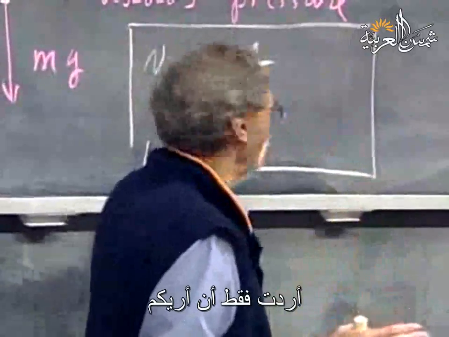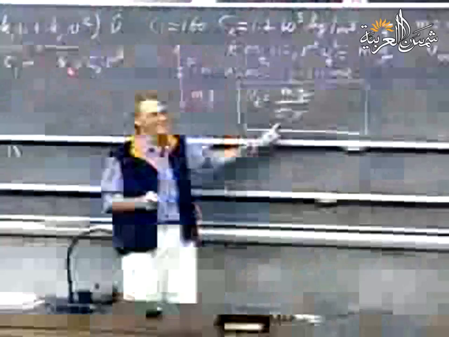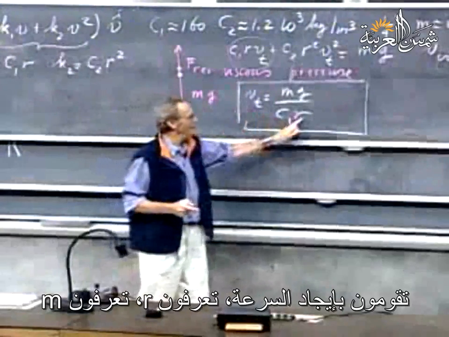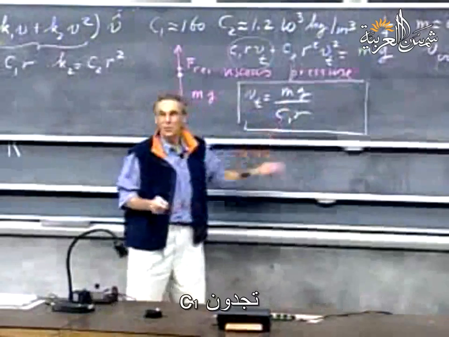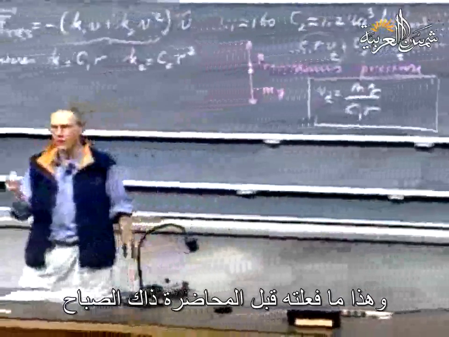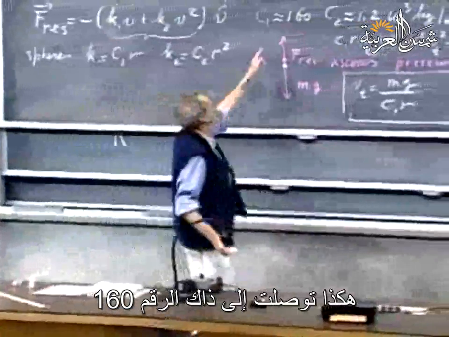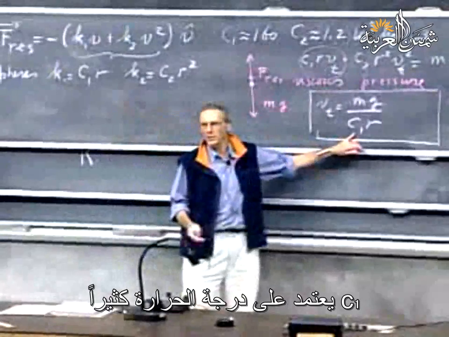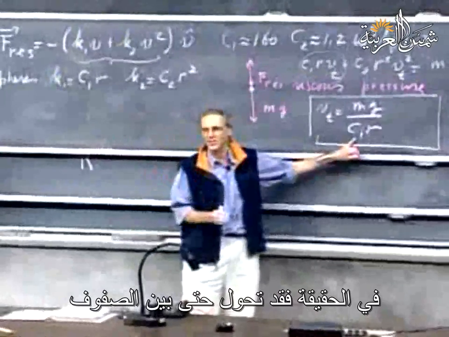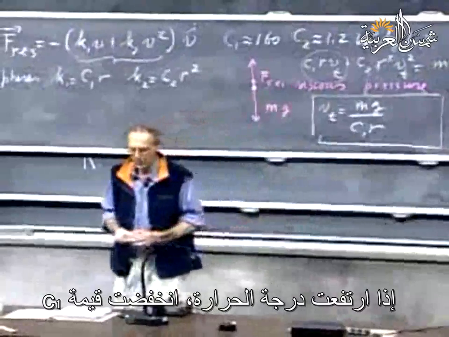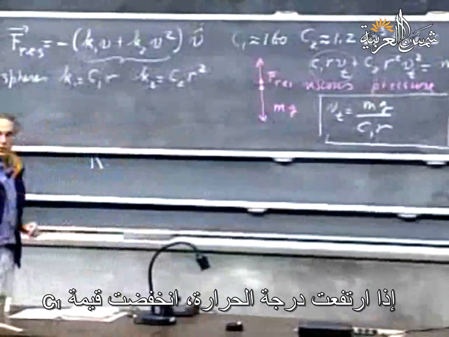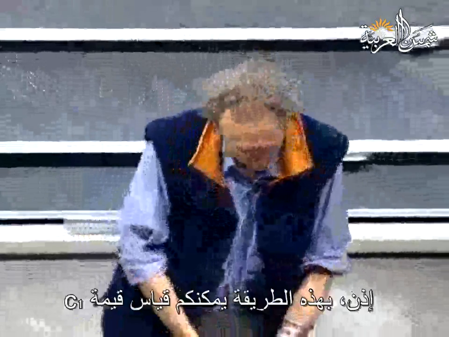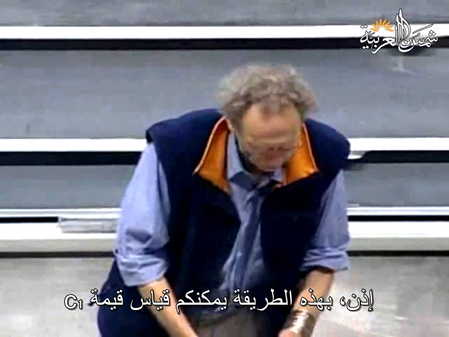I just wanted to point out to you that you can measure C1 that way. You measure the speed, you know R, you know M, you measure C1. And that's what I did before the lecture that morning. That's how I came up with that number 160. Otherwise, I wouldn't have known. C1 is extremely temperature dependent. In fact, it even changed between classes. If the temperature goes up, the value for C1 goes down. So that's the way you can measure the value for C1.